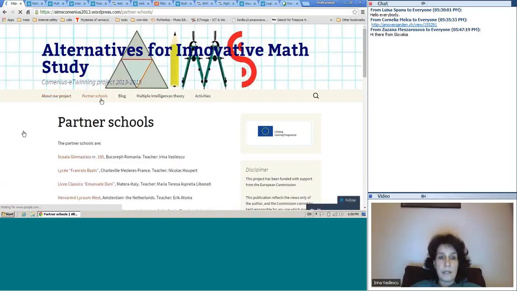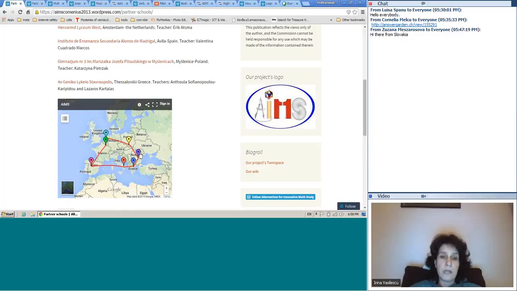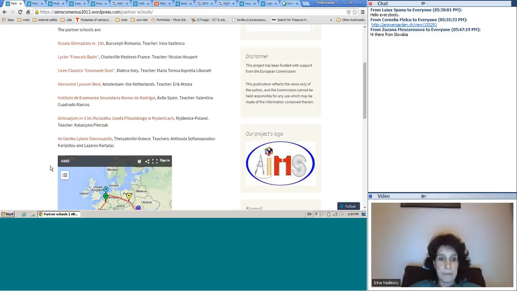There are seven partner schools in this project. There is a school from Greece, Romania, who is the coordinator, a school from Poland, a school from the Netherlands, a school from France, a school from Italy, and a school from Spain.